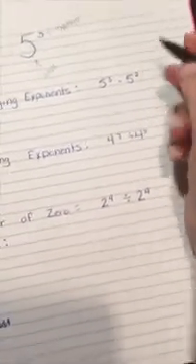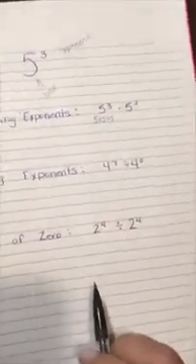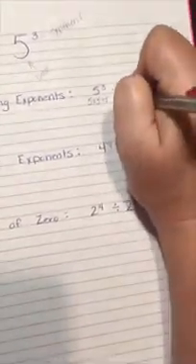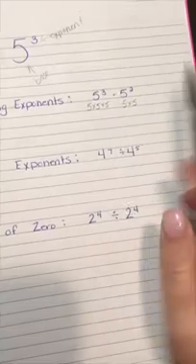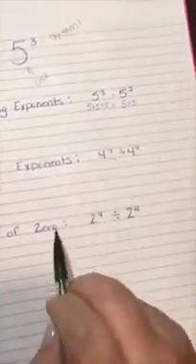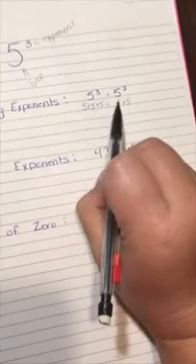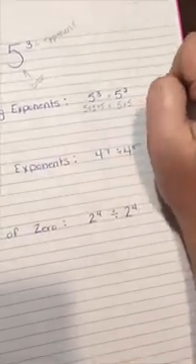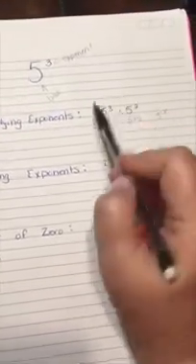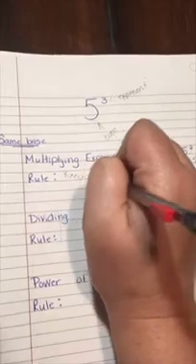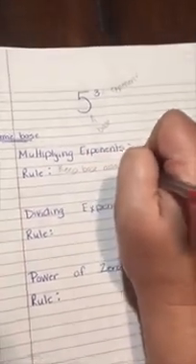If you have 5 to the third power, what that really means is 5 times 5 times 5. And then 5 to the second power really means 5 times 5. So if you have to multiply 5 to the third power times 5 to the second power, you'll see that you end up with 1, 2, 3, 4, 5. You have 5 to the fifth power. So the rule when each exponent has its own base is that you keep the base and add the exponent.